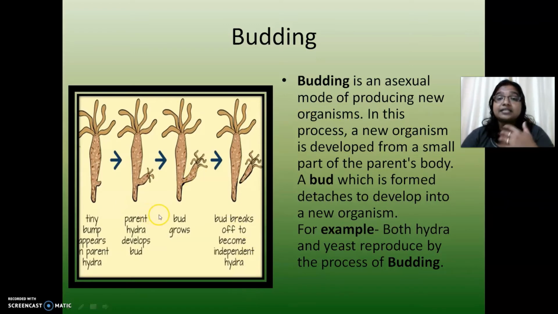So budding is another type of asexual reproduction where the new organism develops from a small part of the parent body. We call it a bud. A bud is formed from the parent cell. The bud also carries the divided nucleus from the parent cell. Later on, the bud grows and forms an individual body. Is it clear? So in hydra, yeast, etc., the most important type of asexual reproduction is budding. Clear?